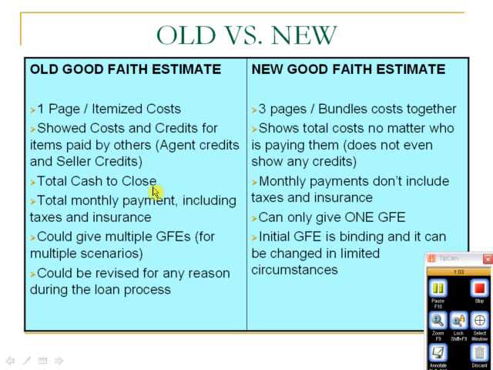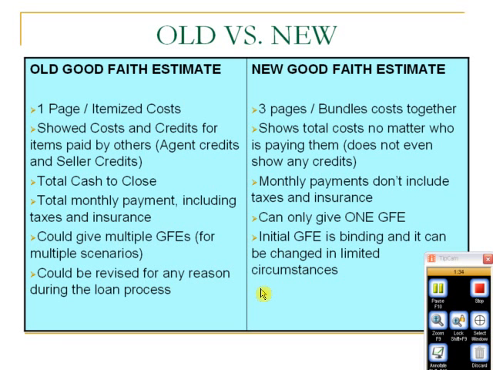and does not even show any credits. The old good faith estimate will show you total cash to close and a total monthly payment including taxes and insurance. In the new good faith estimate, the monthly payment doesn't even include taxes and insurance when it's shown. With the old good faith estimate, you could give, as a loan originator, multiple good faith estimates for multiple scenarios. Now, the loan originator can only give one good faith estimate. And the old good faith estimate could be revised for any reason during the loan process.